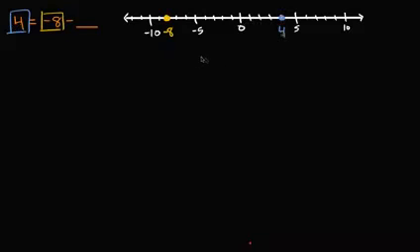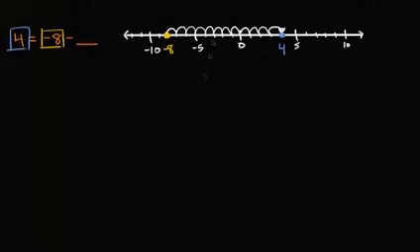So what do I need to do to get from negative 8 to positive 4? Well, let's see. I have to move to the right 1, 2, 3, 4, 5, 6, 7, 8, 9, 10, 11, 12. I have to move to the right 12 spaces. Or another way to think about it, I have to add 12. To get from negative 8 to 0, you have to add 8, and then to get from 0 to 4, you have to add another 4. So you have to add 8 plus 4, or 12.